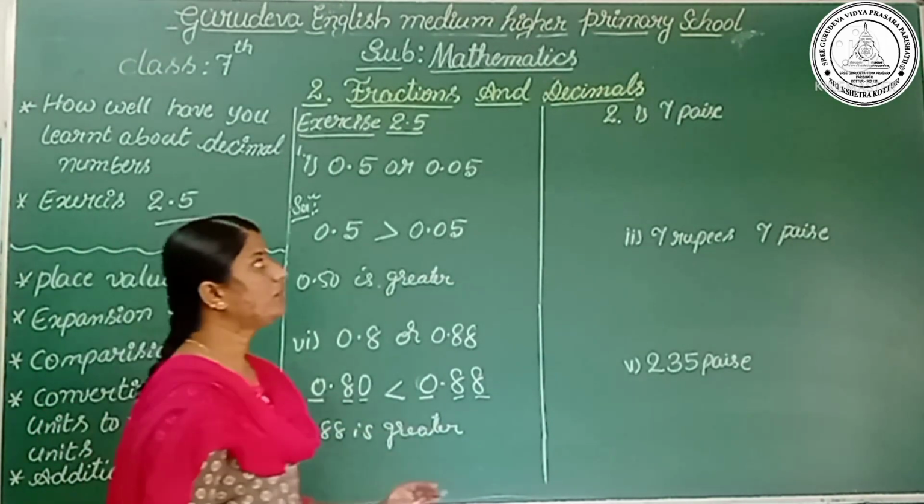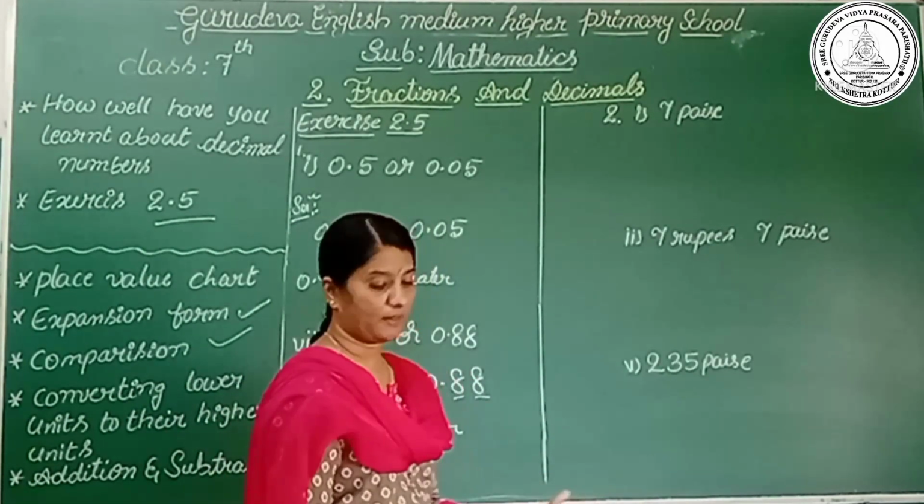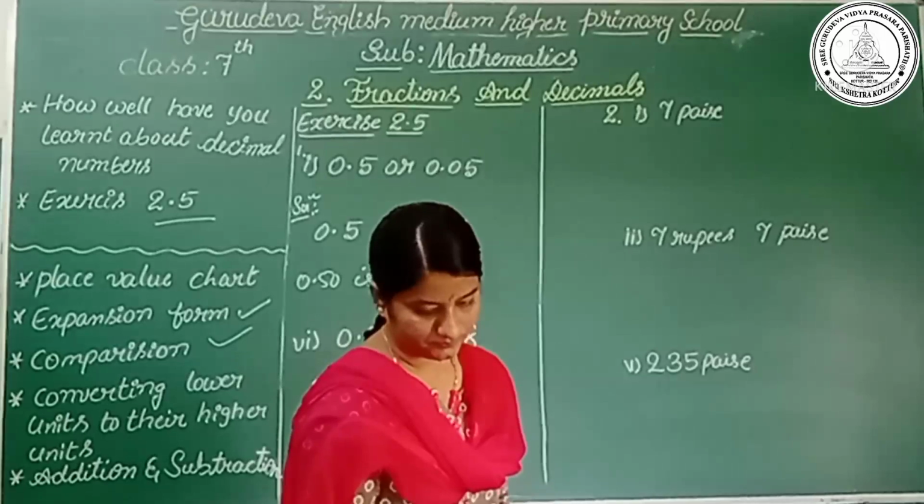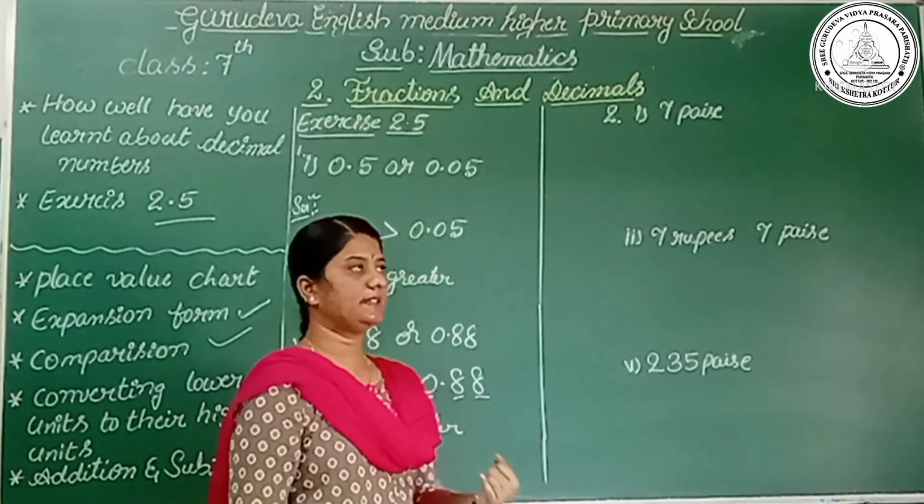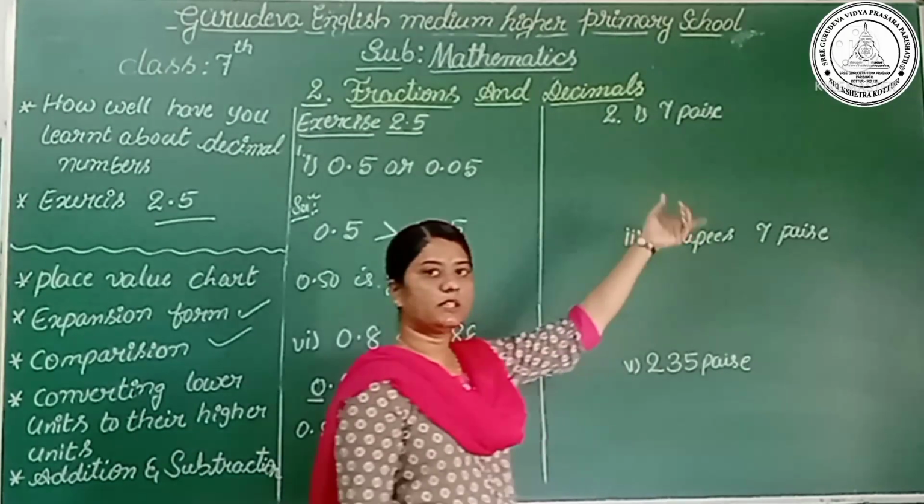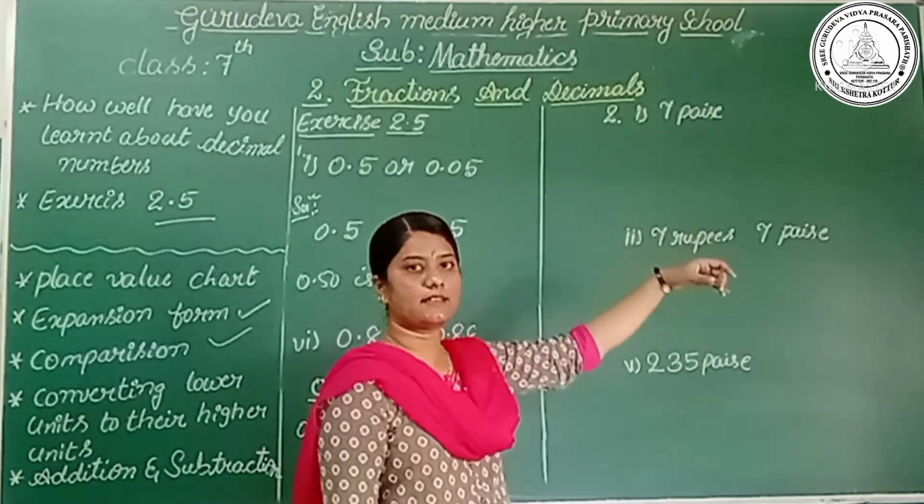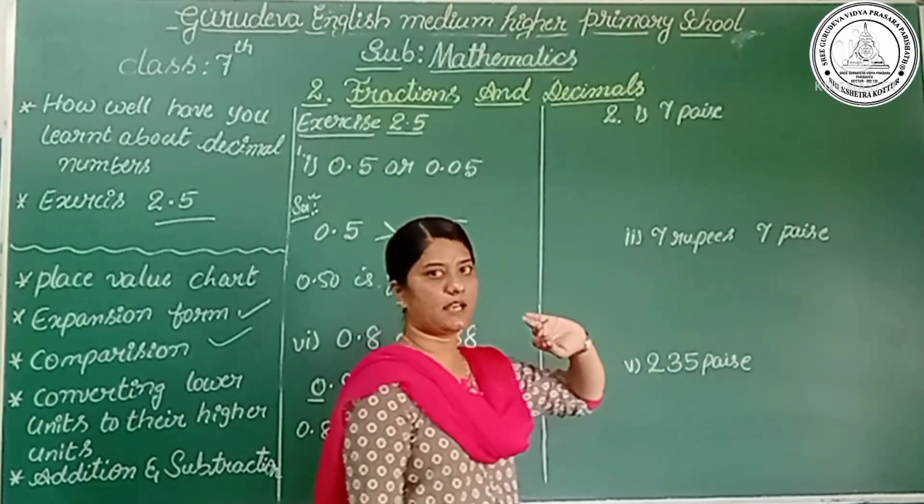Then let's go to solve the second one. Express as rupees using decimals. So here they are given 7 paisa. So we have to convert or express it as rupees. So we know that 1 rupee is equal to 100 paisa, right?